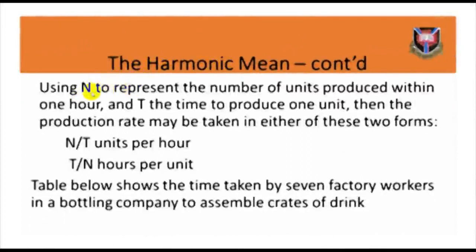Take an example of the time taken by factory workers in a bottling company to assemble crates of drinks. In determining production rate in the company, two measurements would be required. These are the number of units produced within a given time and the time taken to produce one unit.